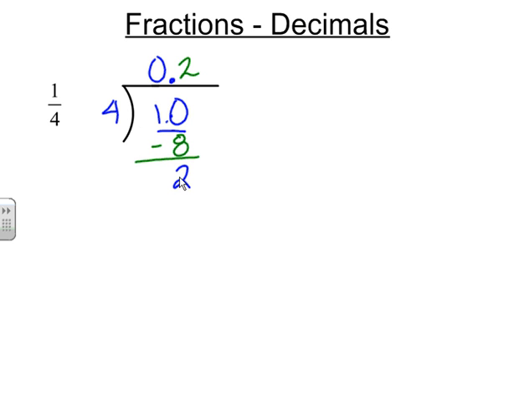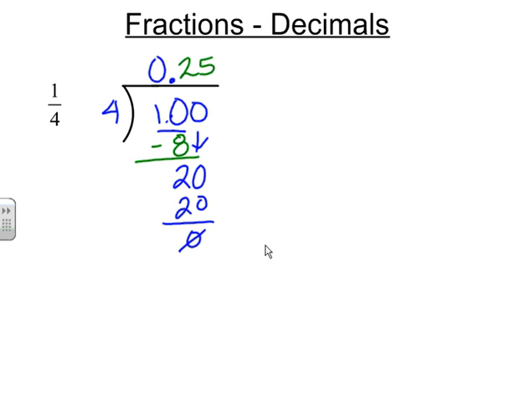Now again, 4 cannot go into 2, so we're going to add another 0, bring our 0 down, and we find that 4 can go into 20 5 times. And 4 times 5 is 20. And now it ends out. So we can say that 1/4 can be changed into the decimal of 0.25.